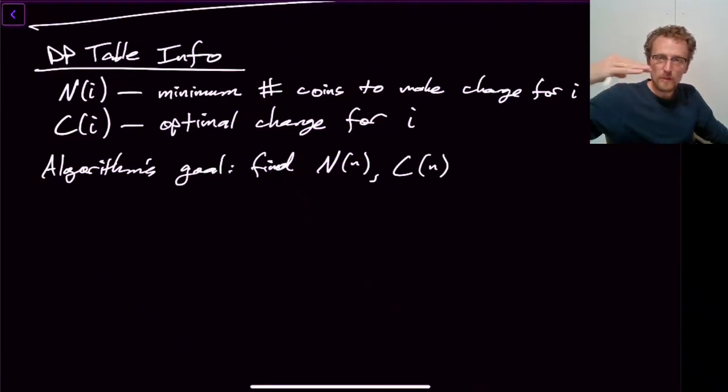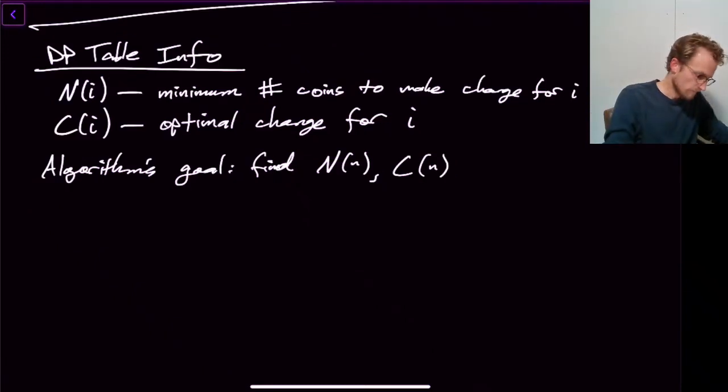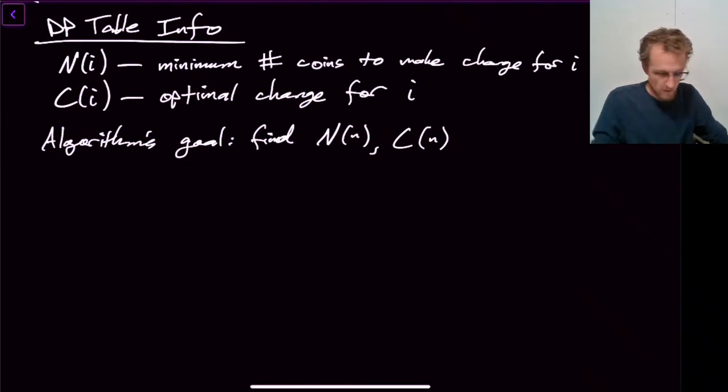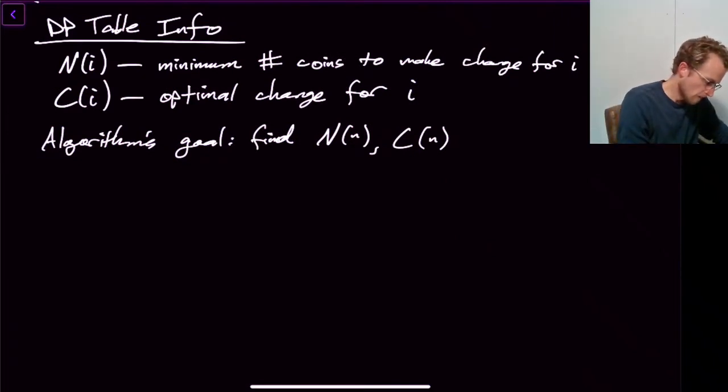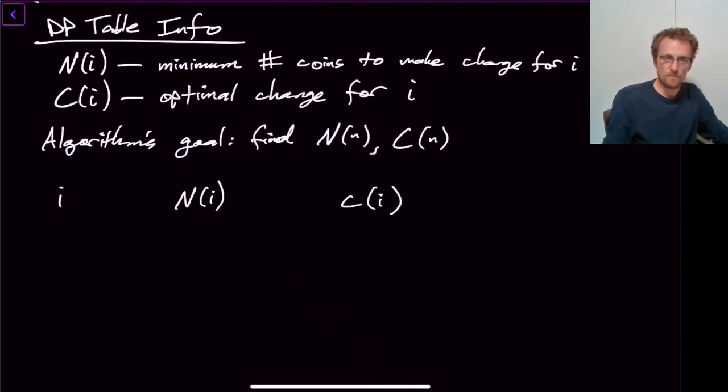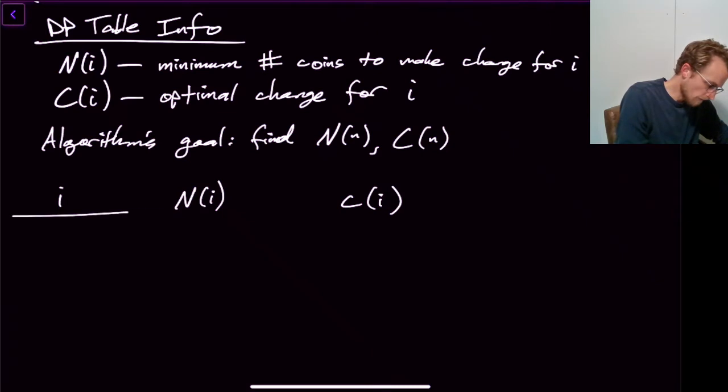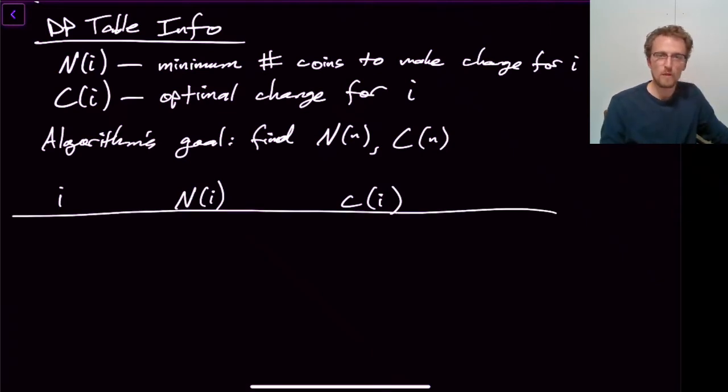So let's now build up our DP table using the information that we have. I'll write i as one column, n of i as another column, and c of i as a third column. So this will be my DP table. I'll fill in rows here, and as I fill in the rows, I'll slide over and write some math that describes what's going on.